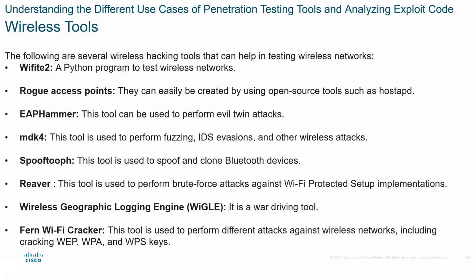Then for wireless tools, you have Wi-Fi 2, Rogue Access Point, MDK4, Reaver, Fern Wi-Fi Cracker. You have quite a lot also within your Kali box, so you could use them either to perform evil twin attacks, to do IDS evasion, or to do war driving. That's to say that you want to scan. I love this one a lot, the wireless geographical logging engine.